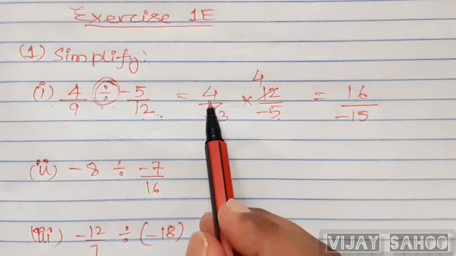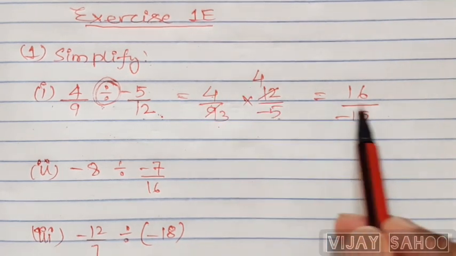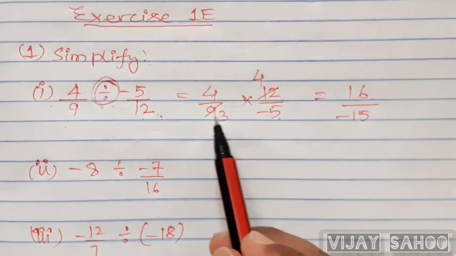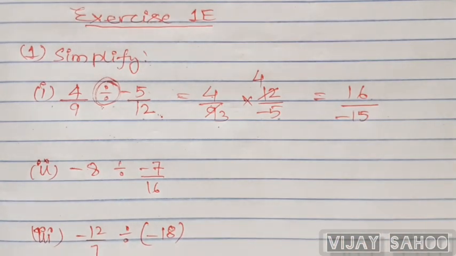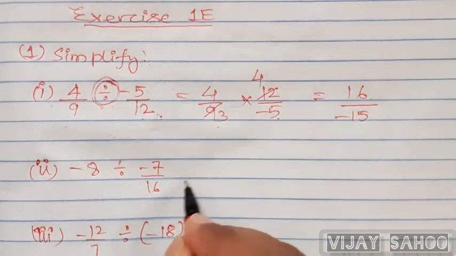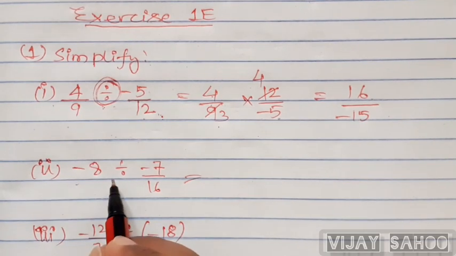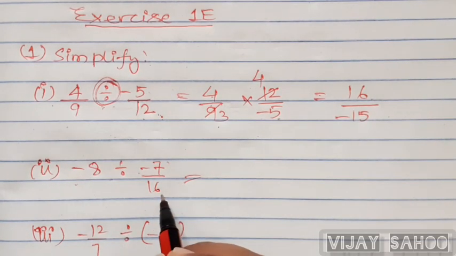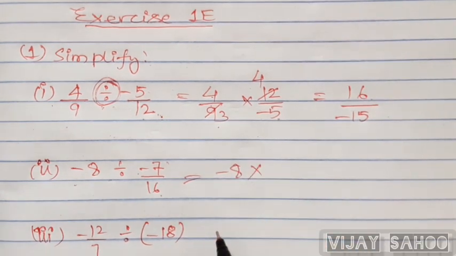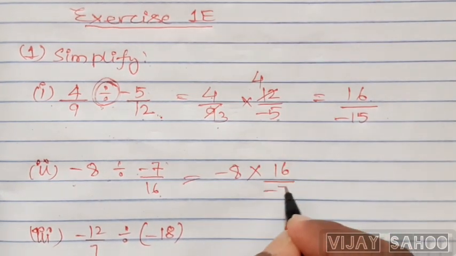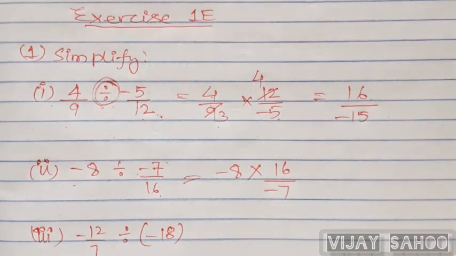That is the property of multiplication. Numerator will be multiplied by numerator. Denominator will be multiplied by denominator. Okay. Now same way, second one, minus 8 divided by minus 7 by 16. So minus 8 multiplied by 16 by minus 7.